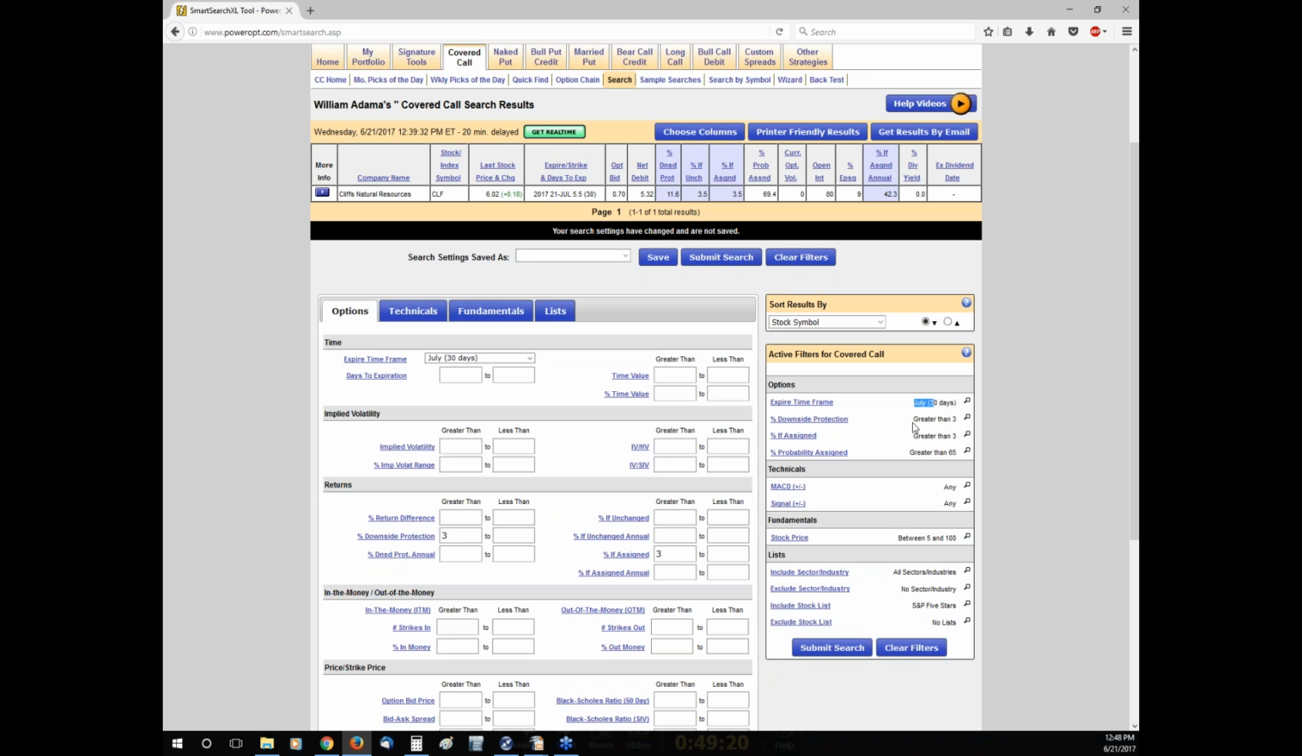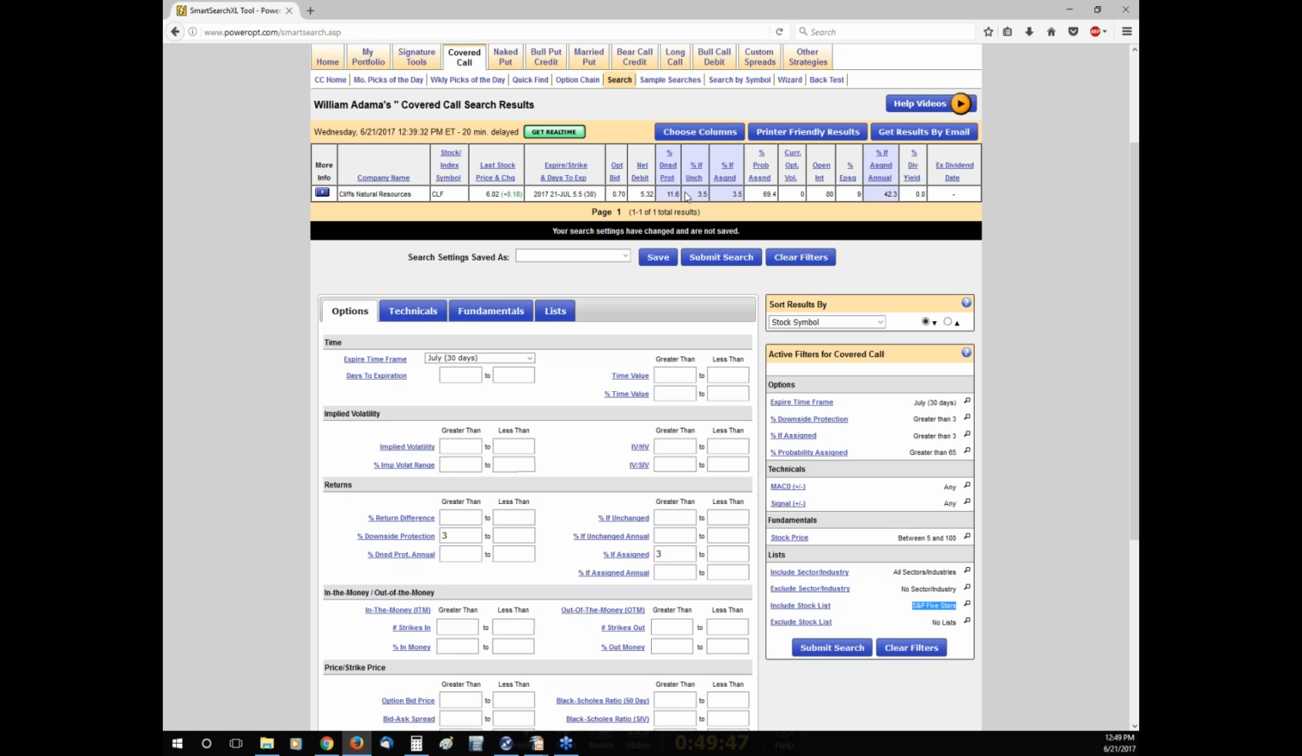So what did we do? 1 for expiration time frame, 2 for the return, and downside protection is 3. Probability is 4. Stock price is 5. And S&P 5-star list was 6. With 6 clicks, I narrowed down the entire universe of options to only 1 position. Now, why is it so low? Why am I only seeing 1 position that matches this criteria? You'd think there would be more.